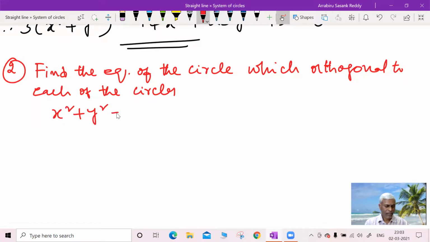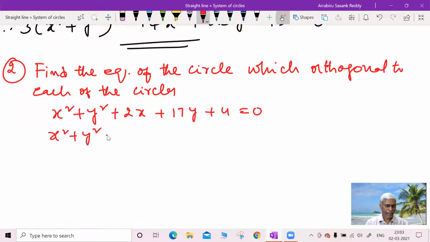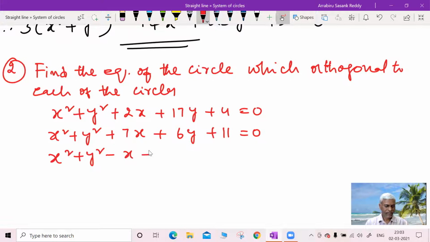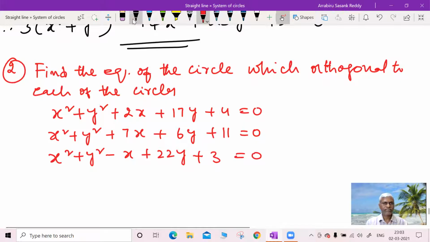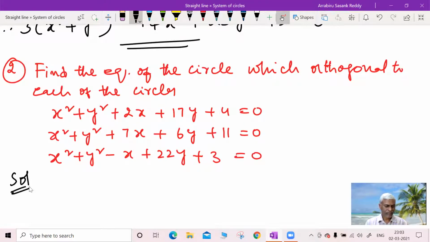x² y² plus 2x plus 17y plus 4 is equal to 0. x² y² plus 7x plus 6y plus 11 is equal to 0. x² y² minus x plus 22y plus 3 is equal to 0. Let the circles be 1, 2, 3.